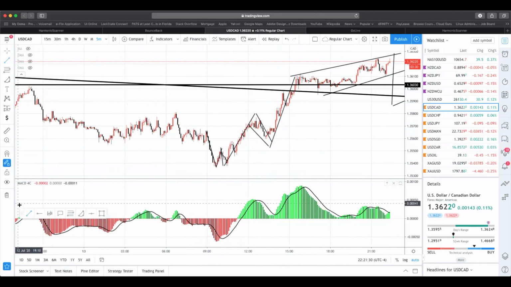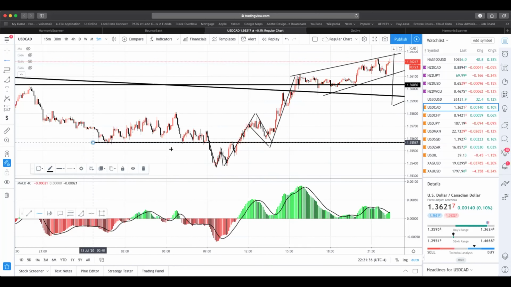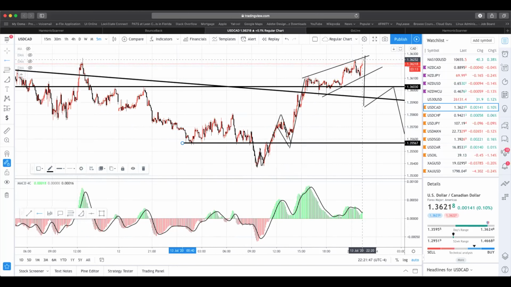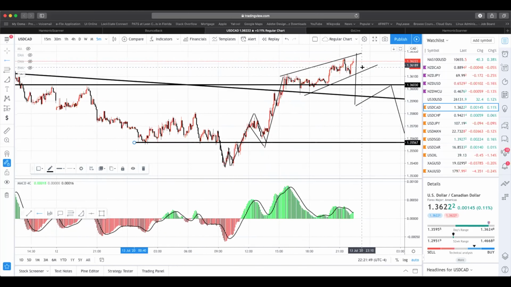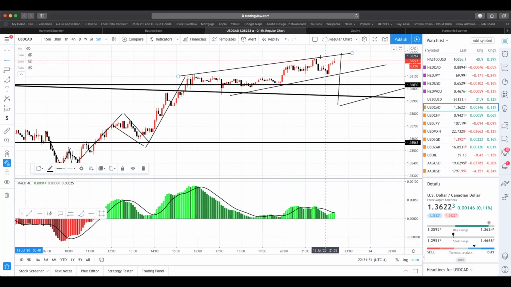My flag came down to this area. This was a nice zone right here. My flag came down, did not break this zone. You see that zone? Now I got a continuation. Now I'm getting an ascending channel. Bounce back is calling a sell right here. And guess what? If this high is not broken, take the sell.